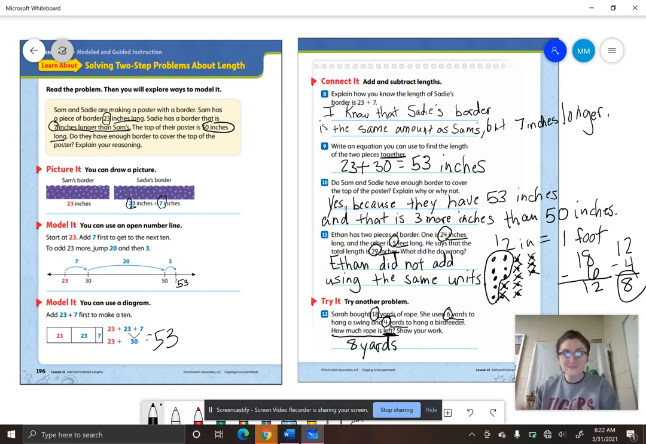Or I could have done something else. I know 18 is my whole. I could have put the parts that I was taking away together. So I know that I was taking away 6 yards and 4 yards. How many yards in total was I taking away? 10. So I could have done 18 minus 10 to find 8 yards left. Oh my goodness, there's so many different ways to solve problems.